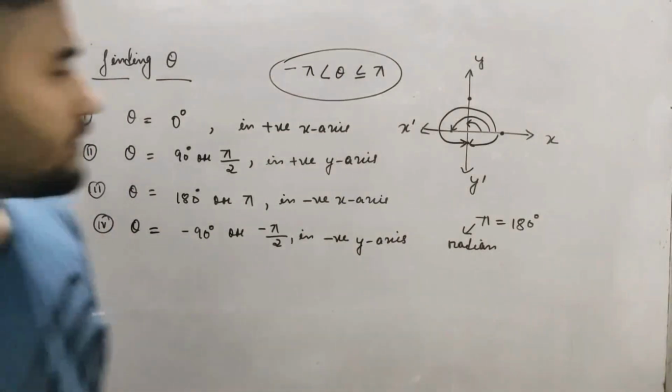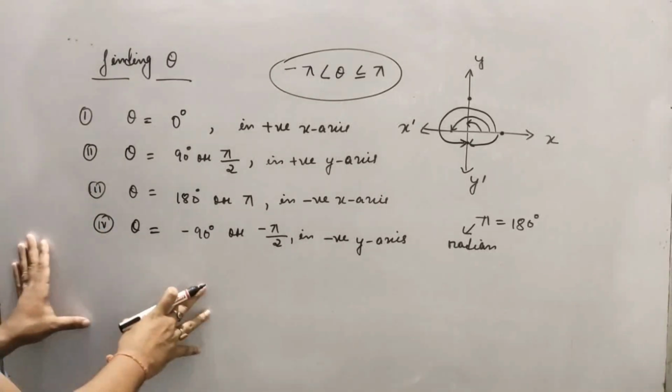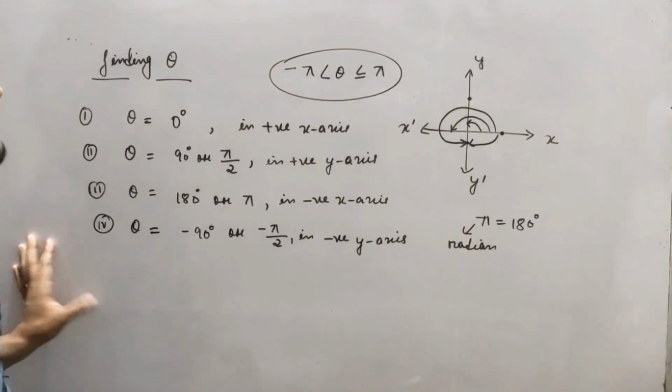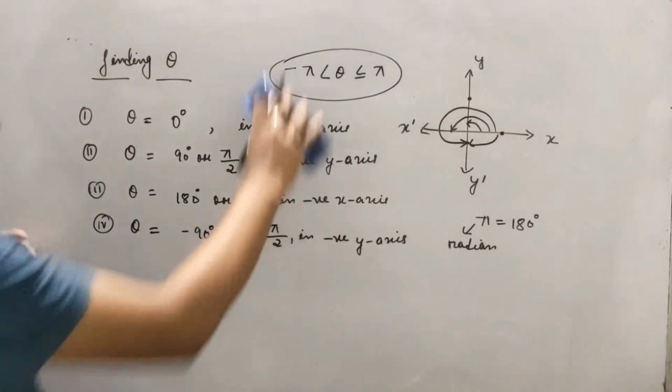So we have discussed when the point lies on the axis, what the value of the amplitude will be. Now, what if the points are lying in the quadrants, not on the axis? Let us discuss that part.